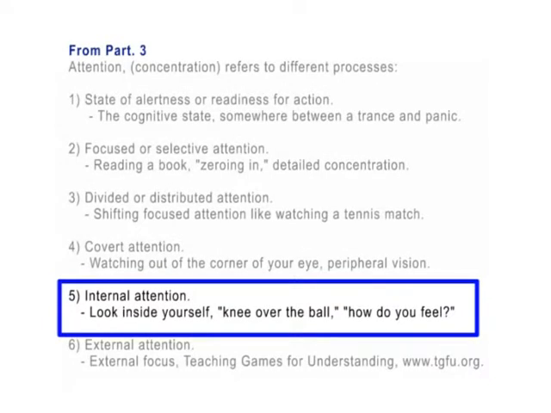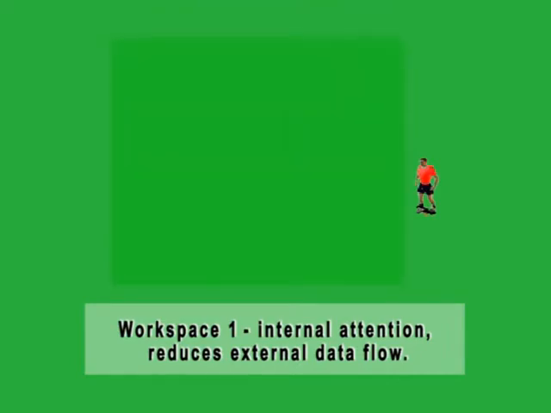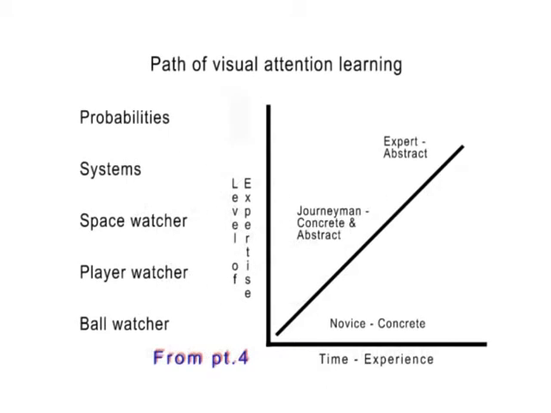Earlier, I said that being a ball watcher was the second lowest level of attention. At number 1 is an internal focus for attention. When you look inward, you cease to gather data from the environment. You become isolated, and the consequence is that you cannot understand or make any sense of what is happening. Isolation is what you want for your opponent. Interactions are what you want for yourself and your teammates. This model was introduced in Part 4.